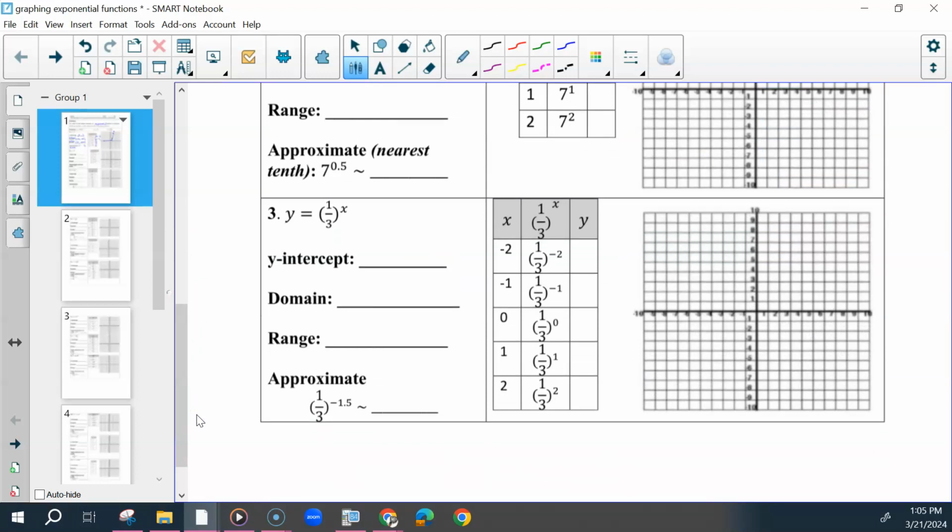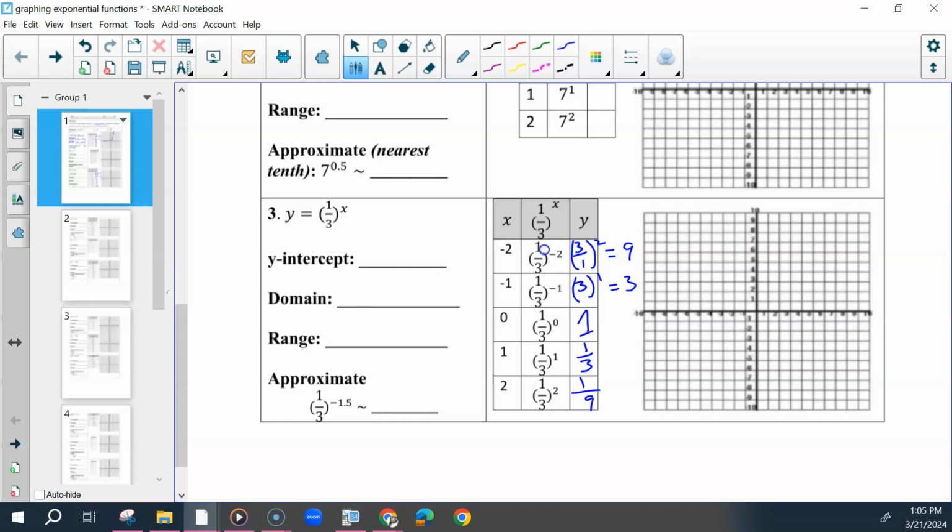So in number 3, again, we're going to go ahead and graph this, starting with the table, so that exponents are going to work the same. If I have 1/3 to the -2, that would be the same as me taking it, flipping it, and raising it to the +2. So this would equal 9. This would be 3 to the +1. This would just be 1. The next one would just be 1/3, and this would be 1/9 because you square each piece.